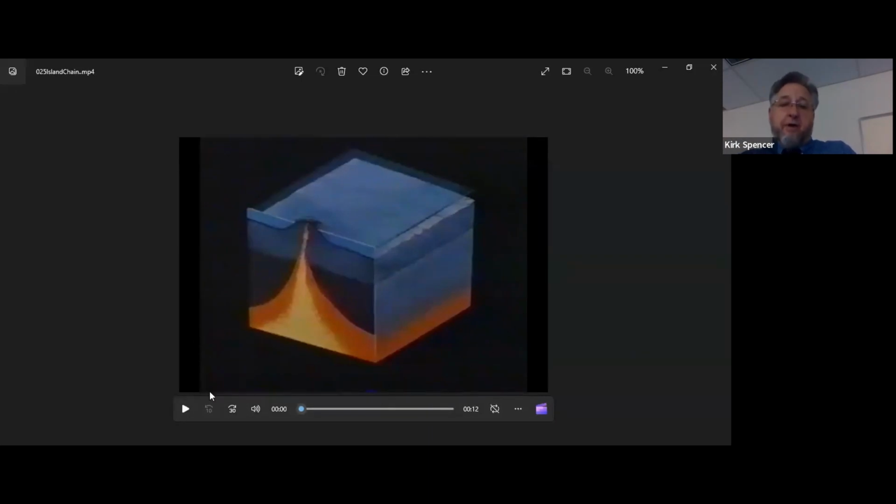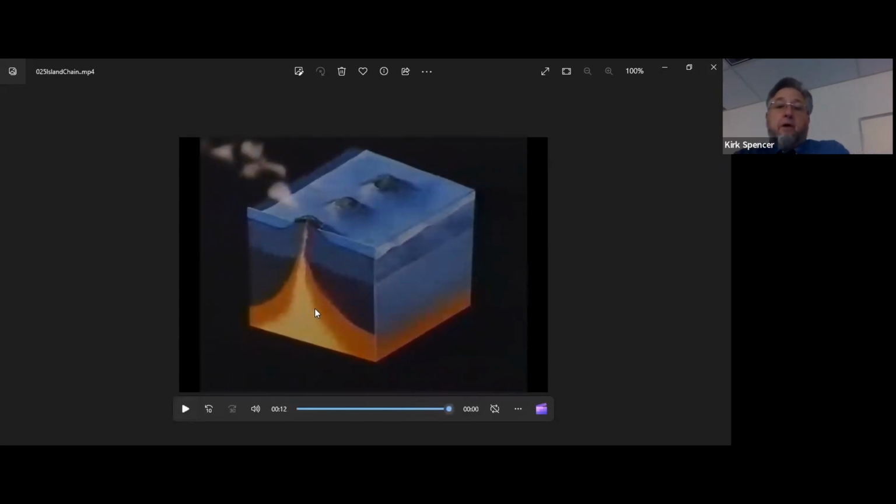That's what's being described here in this GIF, or this video. When the plate is moving over the hotspot, it's making a chain of volcanoes, a chain of islands. So the plume of material inside of the Earth is called a hotspot. And as the plate moves over it, it burns a series of holes, a series of volcanoes. You can see here how they form. And the chain continues, not just what you see above the water.